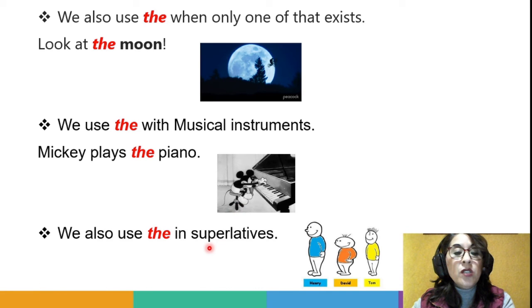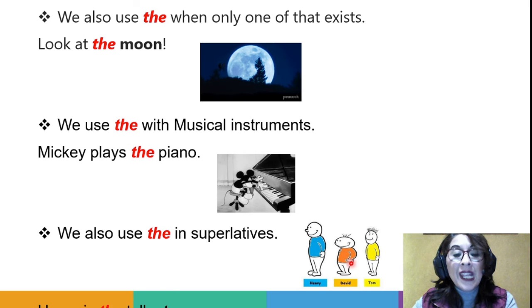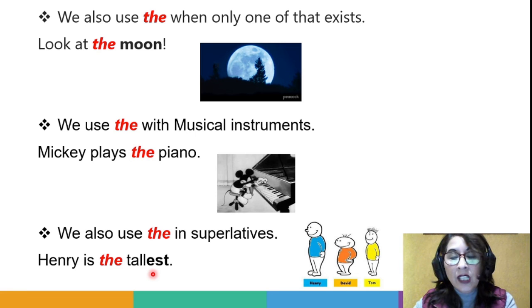Another rule is when you are talking about superlatives, we also use "the" in superlatives. Here you are comparing three people, so you have to use a superlative form. Henry is the tallest. Don't forget the rules, right?